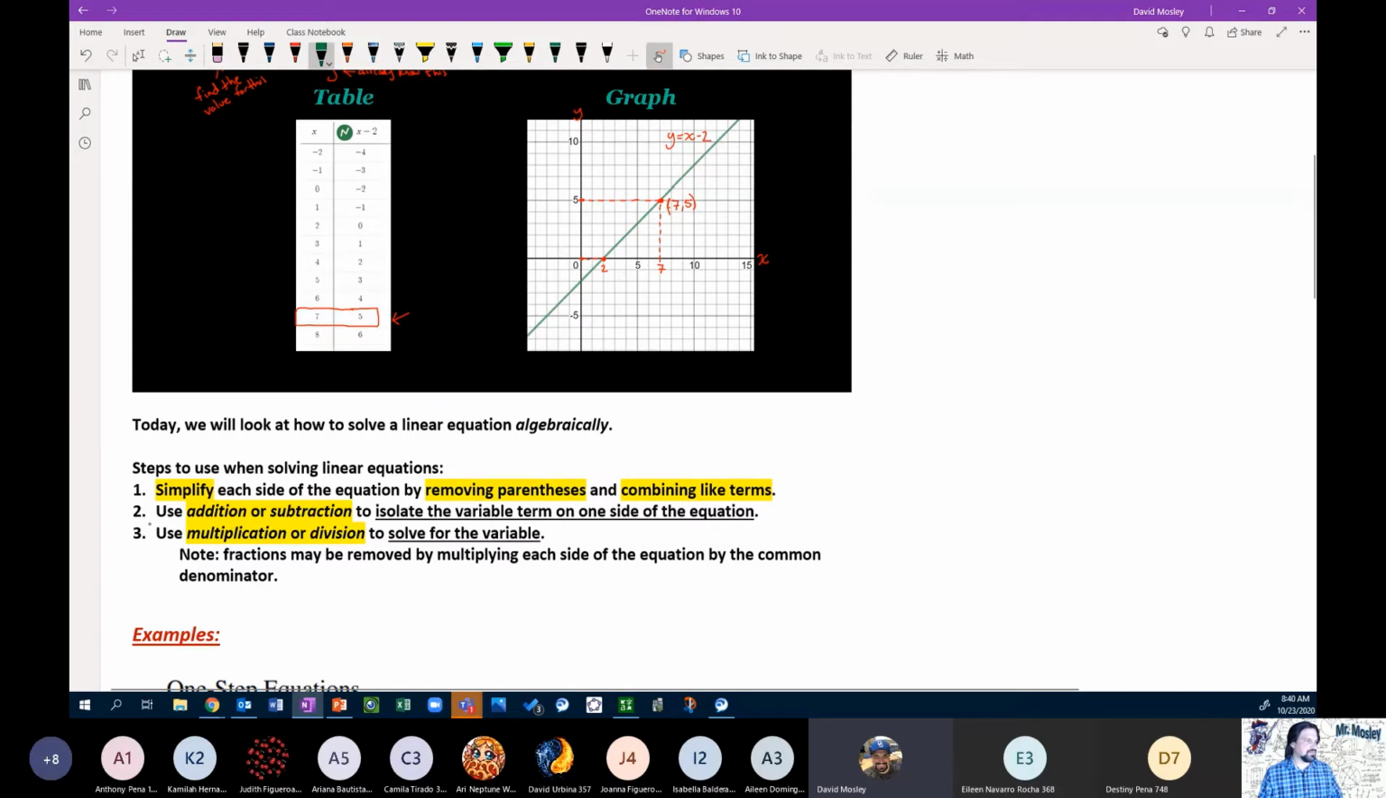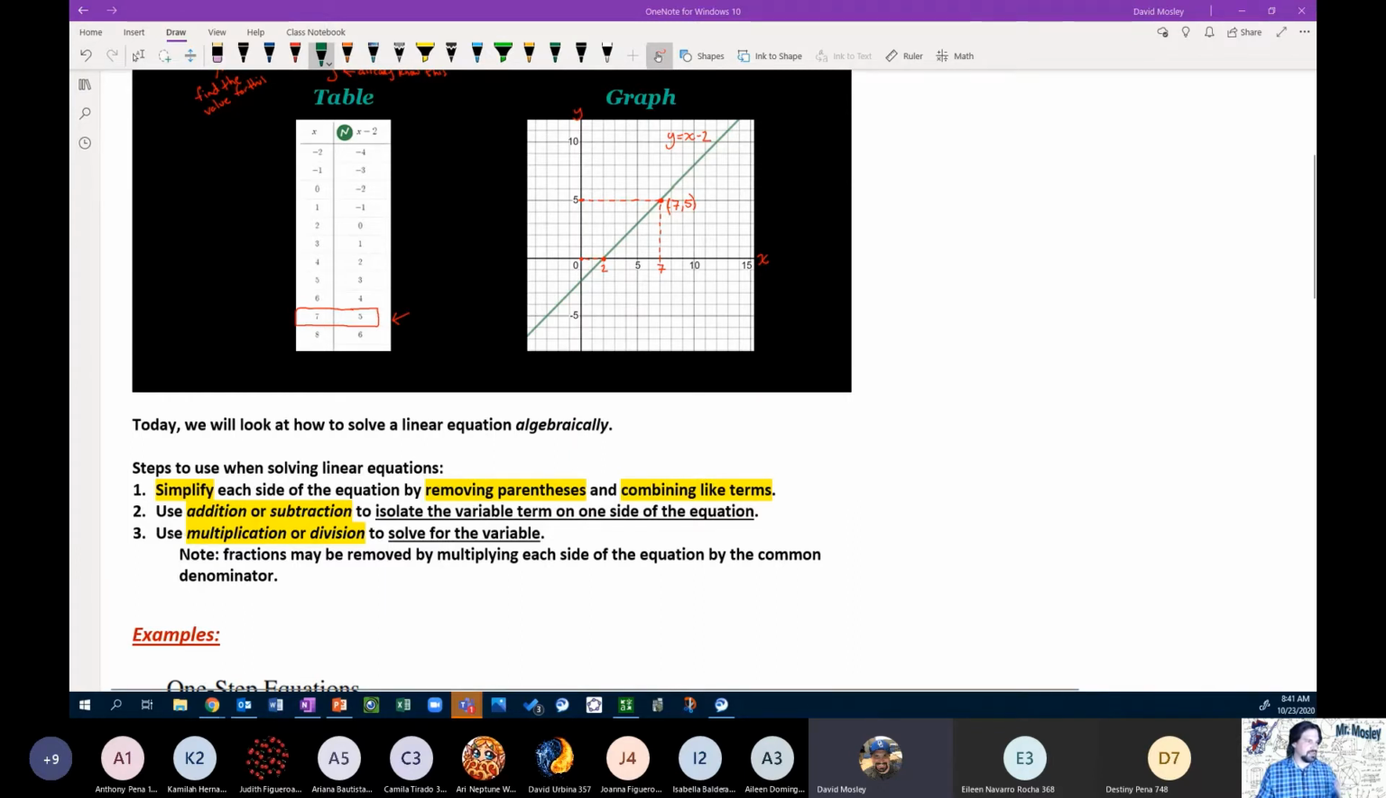Step 2, we're going to use addition or subtraction to isolate the variable term on one side of the equation. This means I need to add or subtract the regular numbers that are next to my term that has the variable, so that I have on one side of the equal sign just that term that has the variable attached to it, the variable and the coefficient. And on the other side, I have just numbers. So that's what we mean by isolate the variable term.